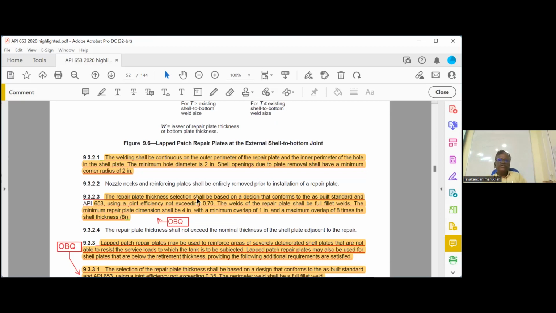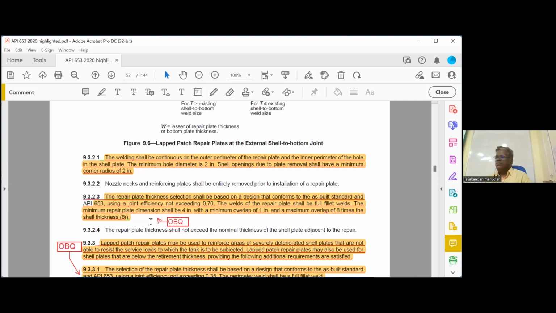The repair plate thickness selection shall be based on the design that conforms to the API standard using a joint efficiency not exceeding 0.7, because we are welding both sides. The welds of the repair plate shall be full fillet. The minimum repair dimension shall be 4 inch and the minimum overlap 1 inch. Maximum overlap 8 times the shell thickness. What should be the maximum overlap? 8 times the shell thickness. Very important open book question.